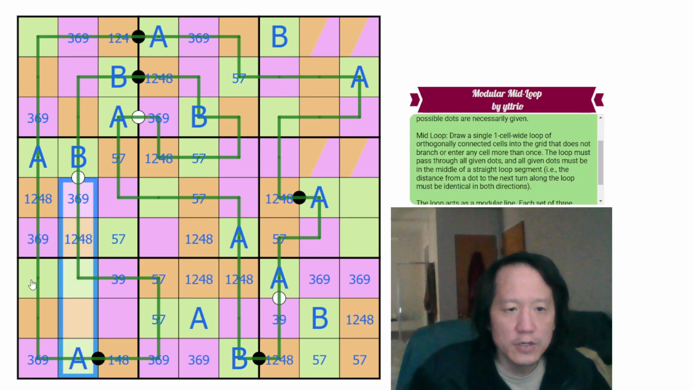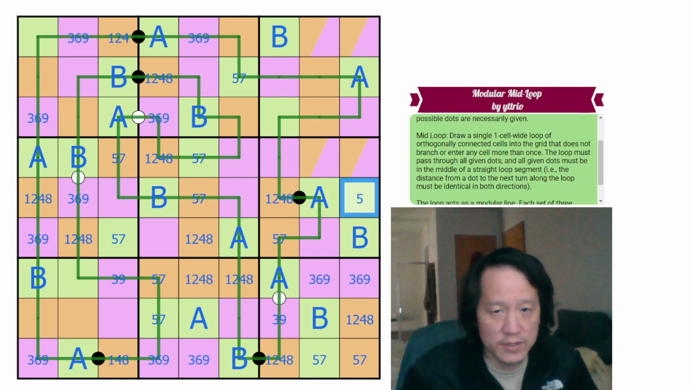B can no longer be here. B has to be here, here, here. Where is the B? So this has to be the B. This can't be B. This has to be B. This is the 5, 7 then.